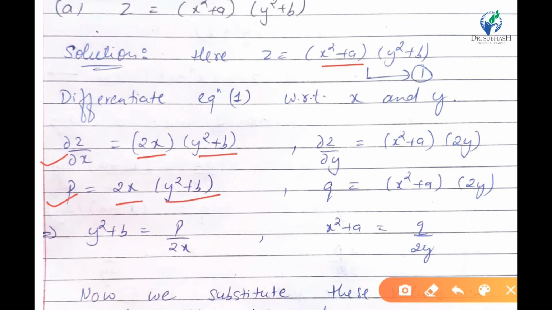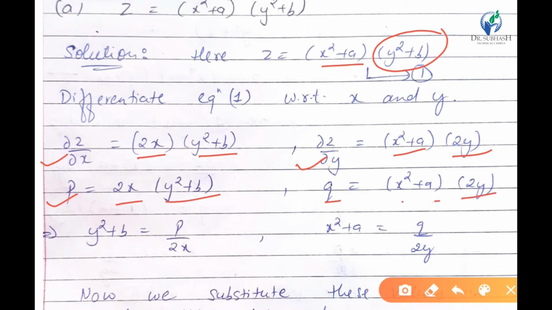Now we differentiate the equation 1 with respect to y. So we get del z by del y is equal to x square plus a is constant, so it will be as it is, and differentiation of y square plus b will be 2y. Now we know that del z by del y can be written as q equal to x square plus a into 2y.